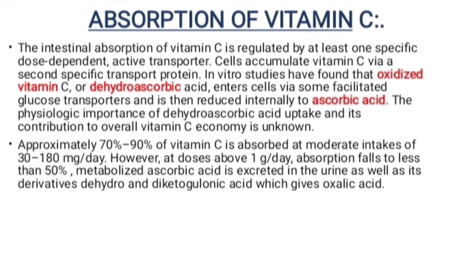Approximately 70 to 90% of vitamin C is absorbed at moderate intake of 30 to 180 mg per day. However, at doses greater than 1 gram per day, which is the maximum dose, absorption falls to less than 50%. Metabolized ascorbic acid is eliminated in the urine as well as in the form of its derivatives dihydro and diketogluconic acid, which gives oxalic acid.